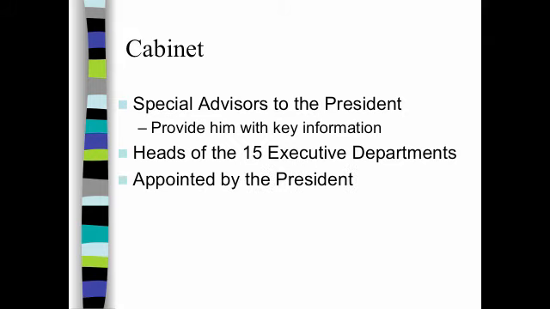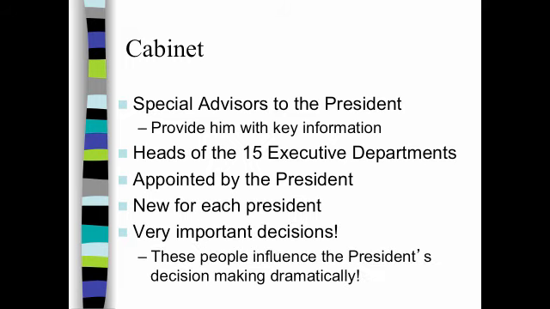So, these people are appointed by the president, and these are really, really important selections, let's say, for the president, because the people who he picks to advise him on these issues, well, they're going to play a really important role. And given that people have their own different opinions, they're not always going to be on the same page with everything. But nonetheless, they're different for each president, so they do change.